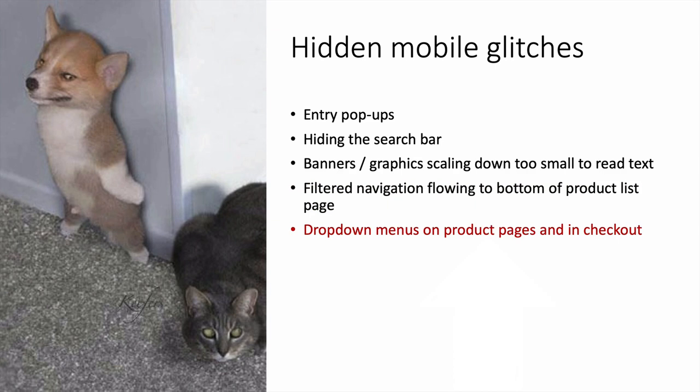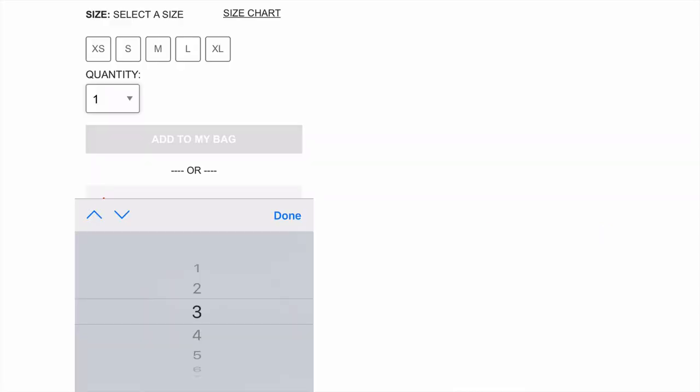You also want to think about drop-down menus on product pages and in checkout. There are sometimes drop-down menus you can't really get away from, you know, in checkout, if you're doing every single country that you ship to or every single state that you ship to, you're going to have to use a drop-down menu.